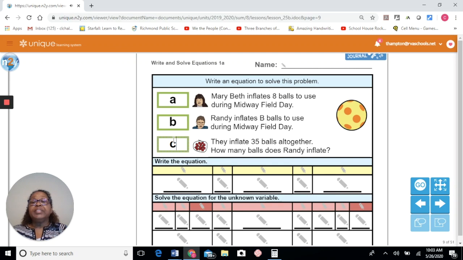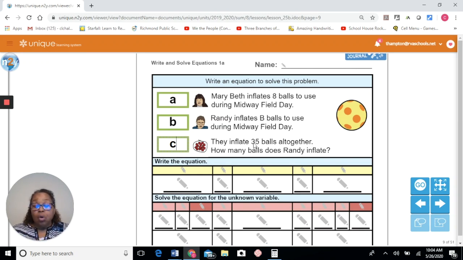All right. What is A? Mary Beth inflates 8 balls to use during midway field day. Okay. B. Randy inflates B balls to use during midway field day. Ooh, there's no number there. That must be, that's right, that's the unknown. That's the variable we don't know. All right. C. They inflate 35 balls altogether. How many balls does Randy inflate?